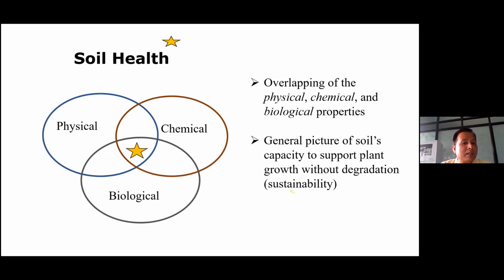If we see the first circle, we find only the physical properties good. In the second, we have the chemical properties in sound health. In the third circle, we have the biological properties in good amount. Likewise, in the upper part of these two circles, where we have the interaction of physical and chemical properties, the biological properties are still lacking. So I mean to say that when we have a good balance of physical, chemical, and biological soil properties, then our soil health is sound.